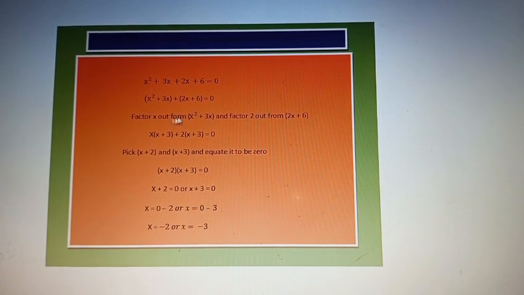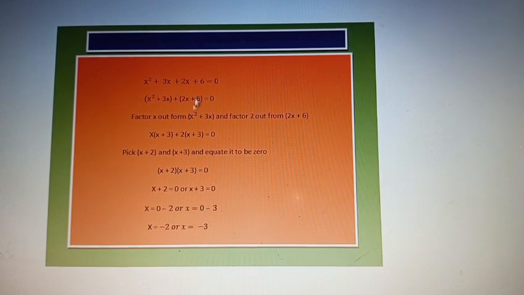We now factor s out from s squared plus 3s, and factor 2 out from 2s plus 6, because the highest number that can divide 2 and 6 is 2. So at this point, when we factor the s out, we are left with s plus 3. We now have s open bracket s plus 3. Now here we have removed 2 from 2s plus 6. We now have 2. How do we get this plus 3?